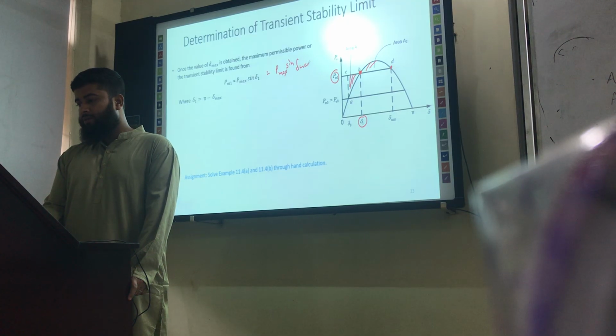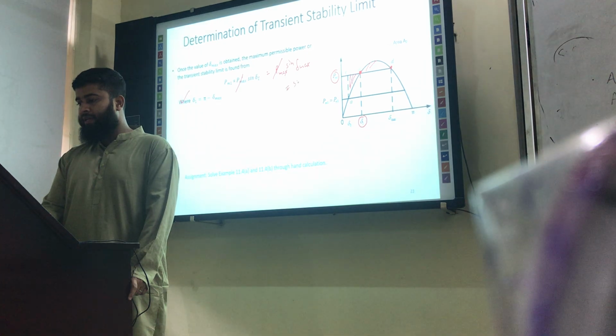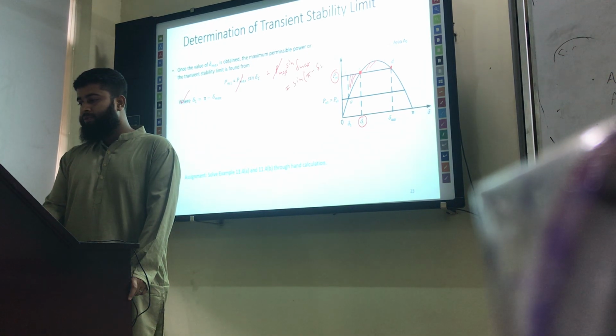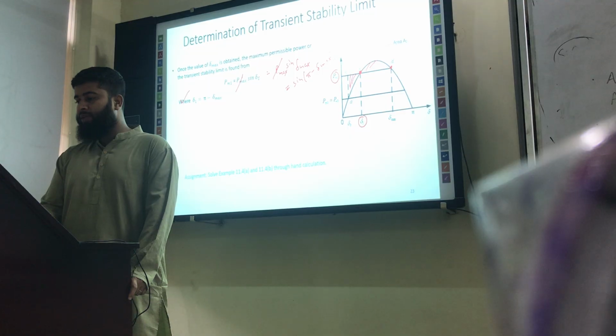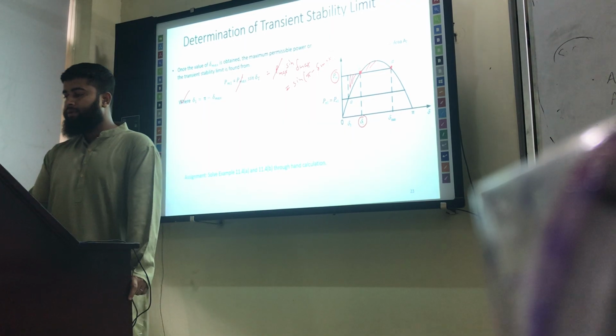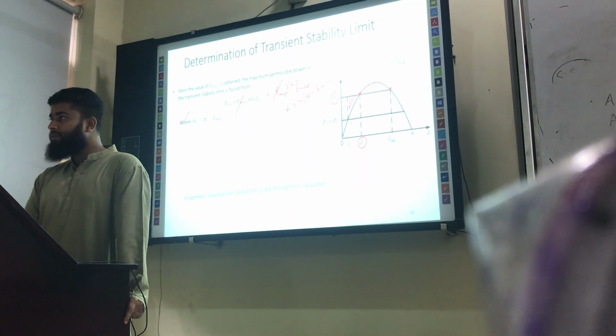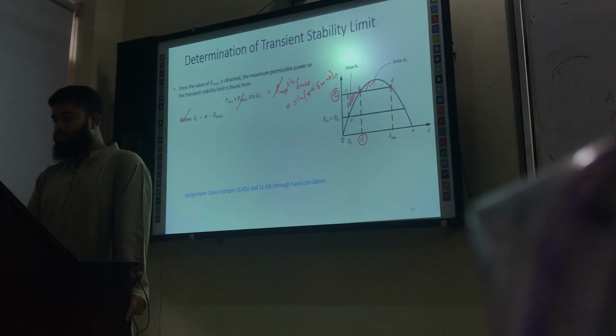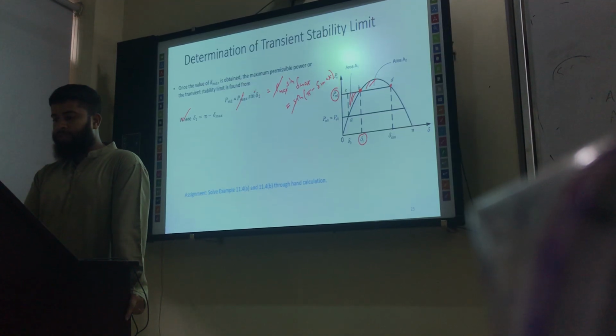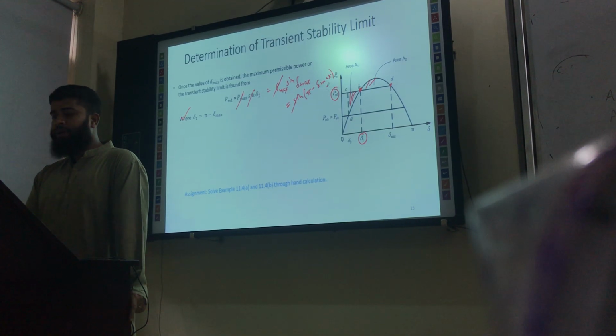So if this P max is cancelled out, then delta 1 can be expressed as pi minus delta max, because this can be written as sine of pi minus delta max, and sine of pi minus delta max gives back sine delta max. This is in the second quadrant, where sine is positive. Also, this is an even multiple of 90 degrees, which means it returns the same sine. So sine will be cancelled out, and delta 1 will be pi minus delta max.